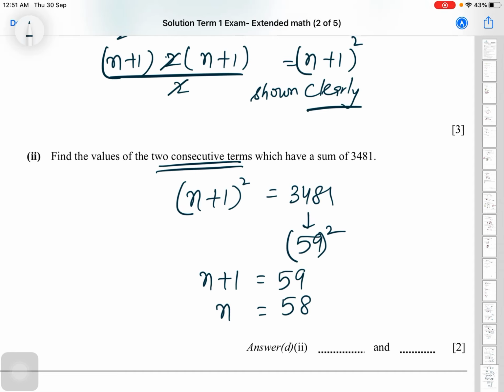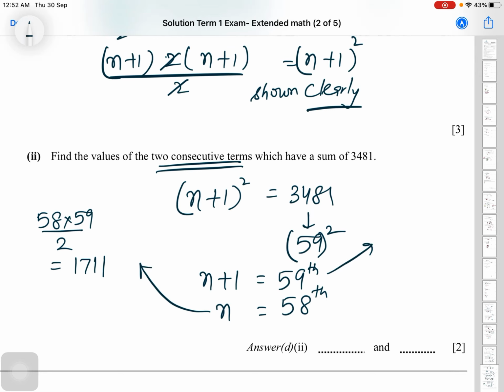Now they are saying find the values of 2 consecutive terms which have a sum of this. So we are looking for the 59th term and the 58th term. Okay. So how will you find? When n is 58, you will have n into the next by 2. And this thing will come out to, when you multiply and divide, it will be 1711. And similarly, this was this case.